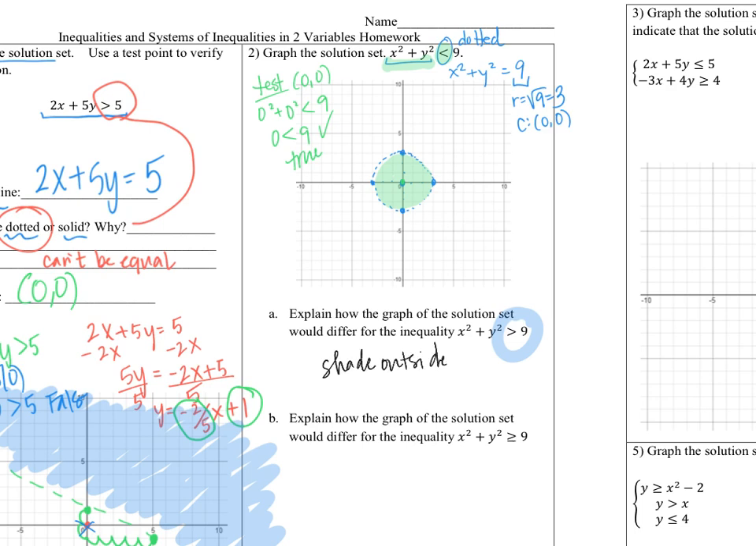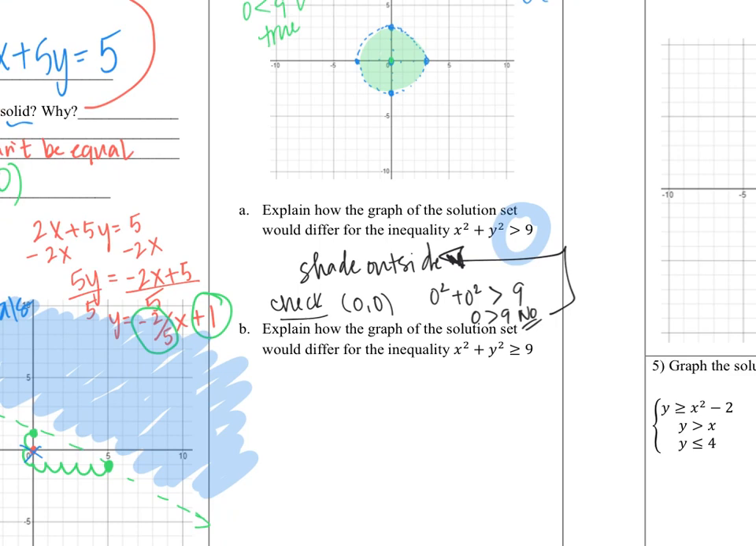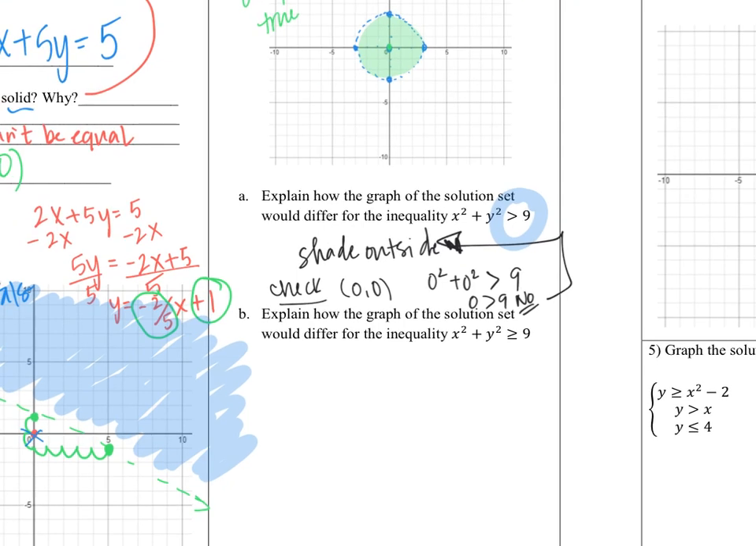And you could check with the test point. So if I plug in 0, 0, we should end up with something that is not true. Is 0 bigger than 9? No. So that would make us shade outside because we couldn't include that 0, 0. Now the only difference between A and B here is that we now would have that equal to line. And so then that would mean we'd have to have a solid line for our circle, for our boundary.